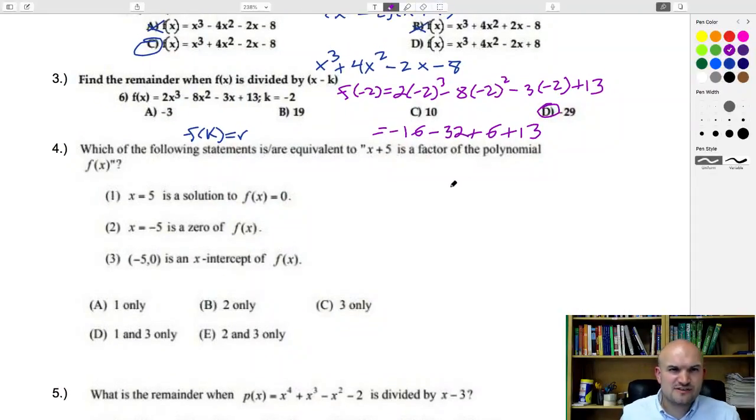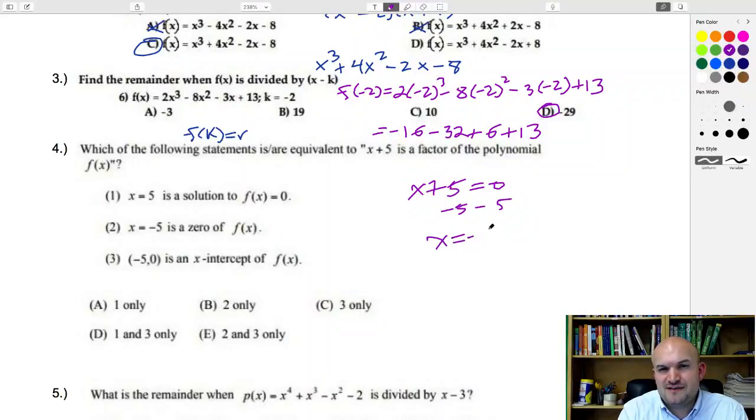Number 4 says, which of the following statements is equivalent to x plus 5 as a factor of a polynomial? So if you know x plus 5 is a factor of a polynomial, then remember, you can set your factors equal to 0 and find the zero. So x equals negative 5. Well, x equals negative 5 is a zero. That is correct. Negative 5, 0 is an x-intercept. Yes, real zeros are x-intercepts.